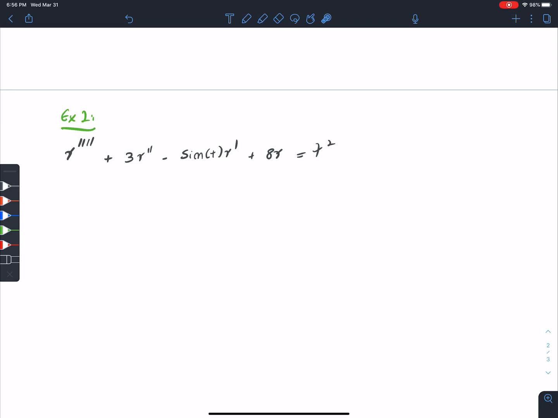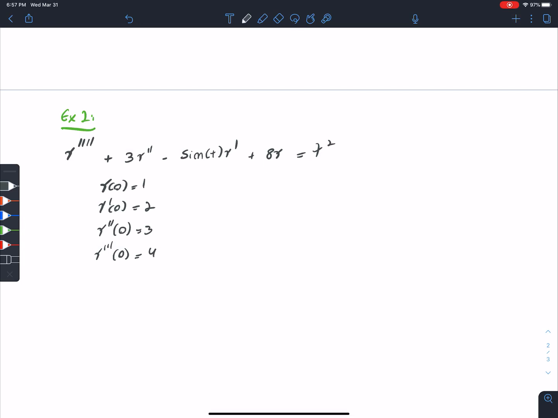And of course we have all of these initial conditions, right? So we're going to say that y of 0, let's say it's 1, y prime of 0 will be equal to 2, y double prime at 0, say it's equal to 3, y triple prime of 0 will be equal to 4.